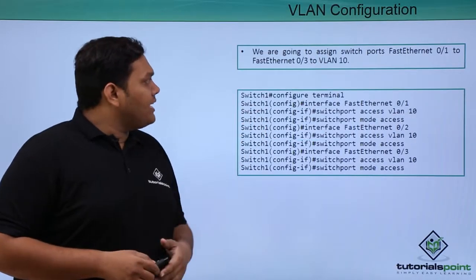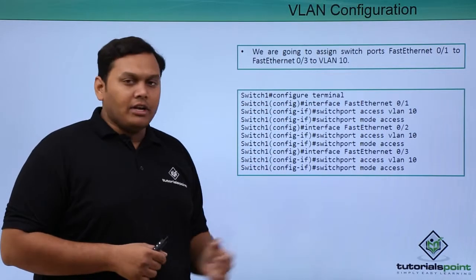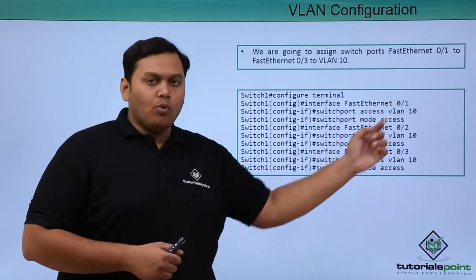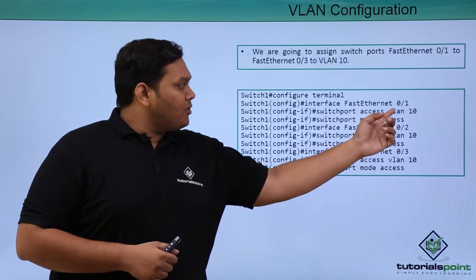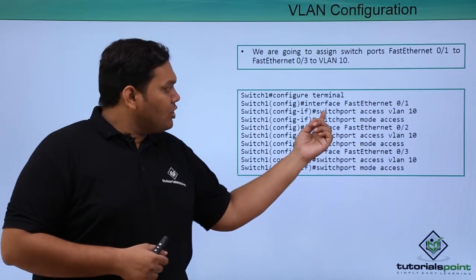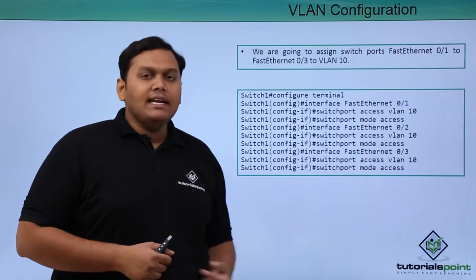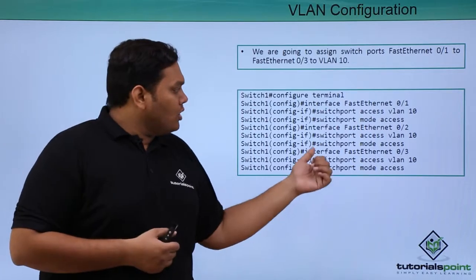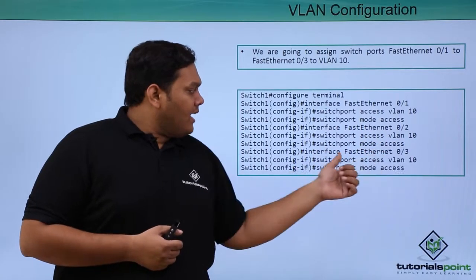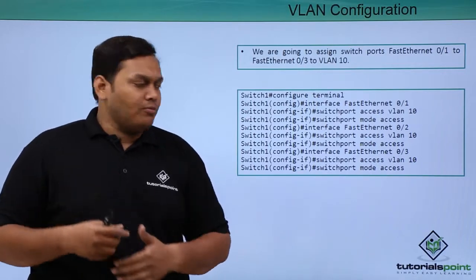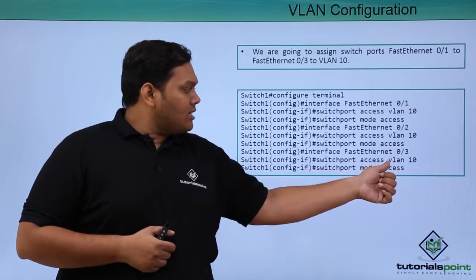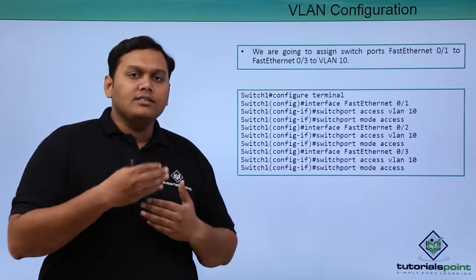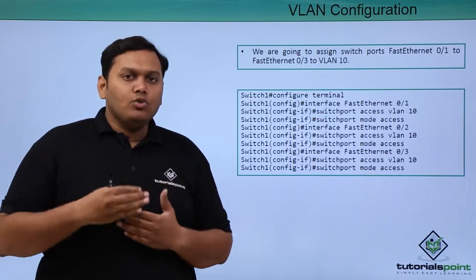If you see the configuration clearly, again go into configuration terminal mode. After entering it, use interface FastEthernet 0/1 and give switchport access VLAN 10. This is the command we use to assign ports to VLAN 10. The same thing is repeated for FastEthernet 0/2 with switchport access VLAN 10 and switchport mode access, an access port mode, and you can see 0/3 is also assigned switchport mode access. In this way we are assigning 0/1, 0/2 and 0/3 to VLAN 10.